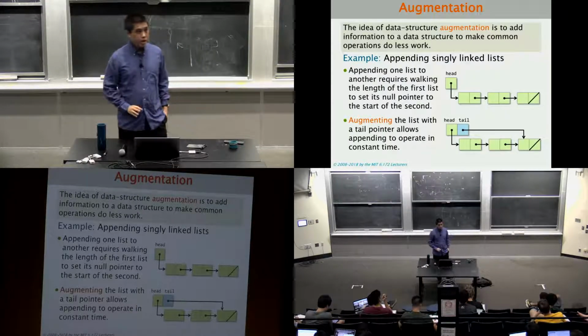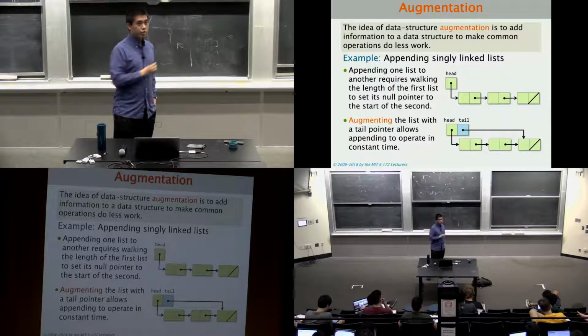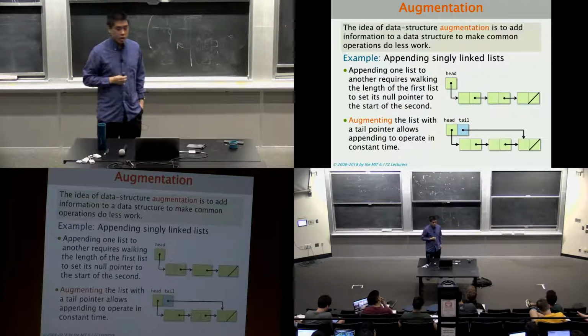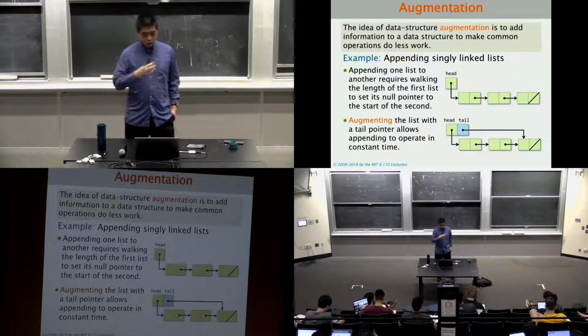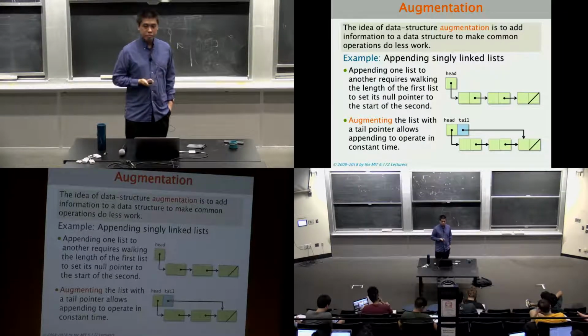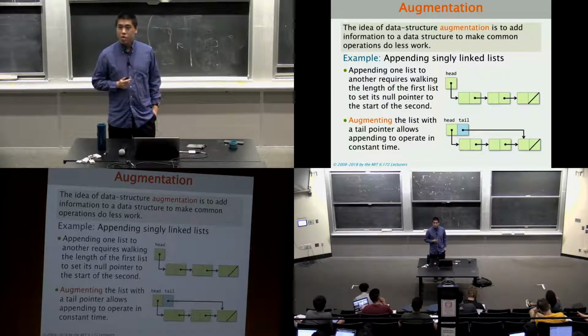OK, so that's the idea of data structure augmentation. We added a little bit of extra information to the data structure such that now appending two lists is much more efficient than in the original method where we only had a head pointer. Questions?